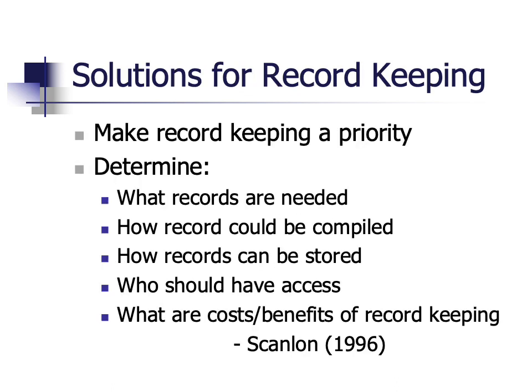Joe Scanlon does provide some suggestions on how we can improve record keeping in a disaster. Obviously, we need to make sure it's a priority. And then next, we need to make sure that we determine what records are needed, how we could compile them, how we can store them, who can have access, and then of course all of this relates to the costs and benefits of record keeping. It can be very time consuming, but it's important nonetheless in and after a disaster.